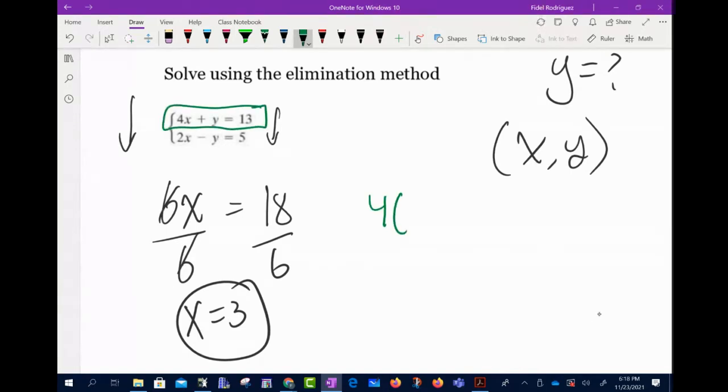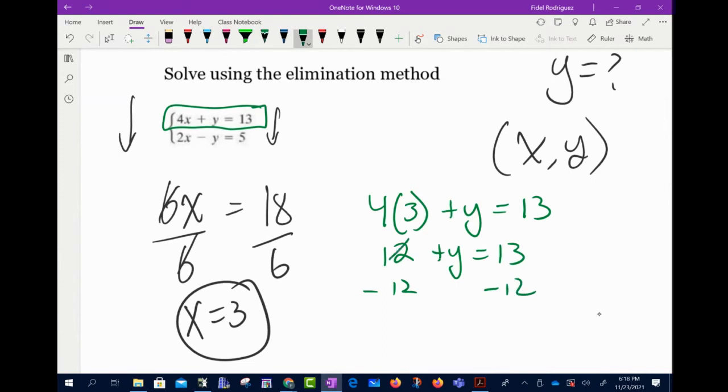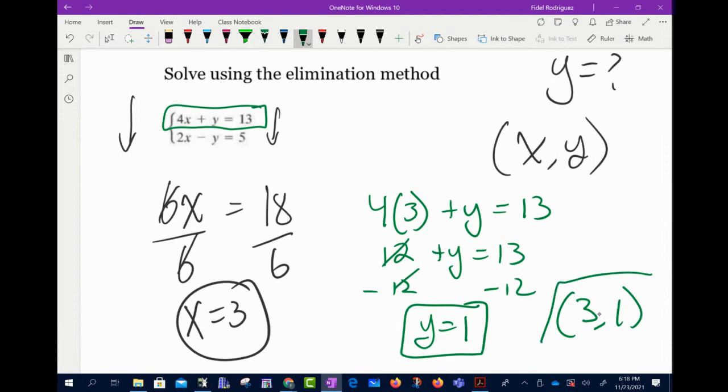So I'm going to put 4 times x, which is now 3, plus y equals 13. So 4 times 3 is 12, plus y equals 13. When I subtract 12 on both sides, I'm coming up with y is equal to 1. So what does that mean? It means the solution to my system is the point 3 and 1. Okay.